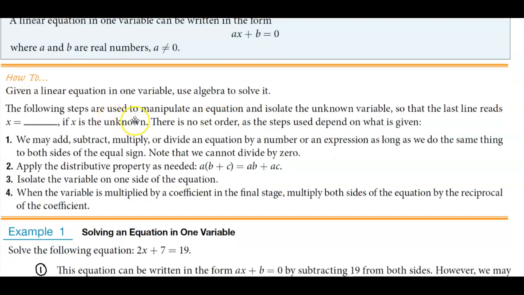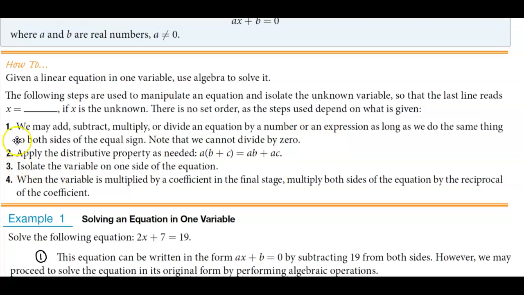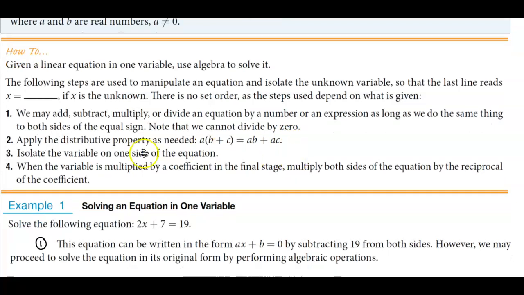The following steps are used to manipulate an equation and isolate the unknown variable, so that the last line reads x equals a value, if the x is the unknown. There is no set order as the steps used depend on what is given. Number 1, we may add, subtract, multiply, or divide an equation by a number or an expression as long as we do the same thing to both sides of the equal sign. Note that we cannot divide by 0.